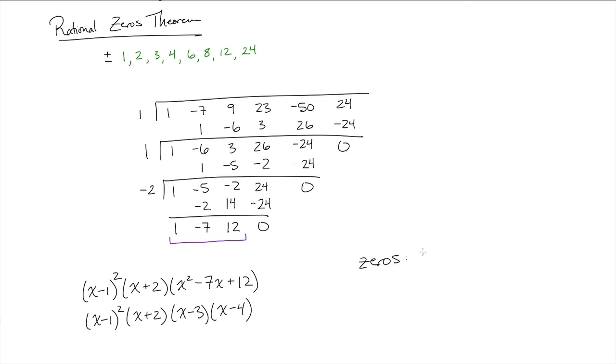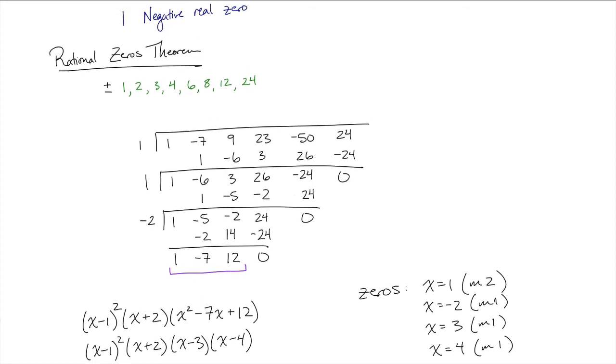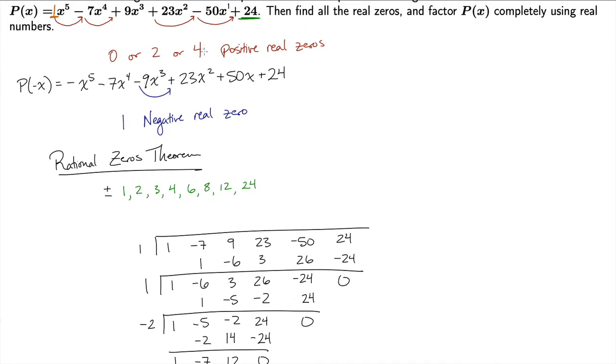Now listing all of our zeros, we've got x equals 1, which has a multiplicity of 2. Then x equals -2, which has a multiplicity of 1. Then x equals 3 with a multiplicity of 1, and x equals 4 with a multiplicity of 1. If we count that up, we've got 1, 2, 3, 4 positive real zeros, and 1 negative real zero, which falls in line exactly how we were expecting with Descartes' rule of signs.